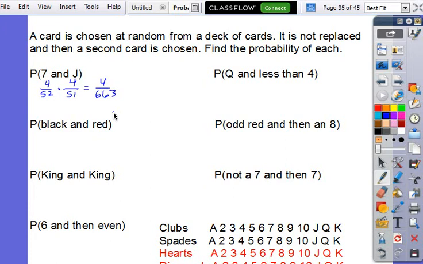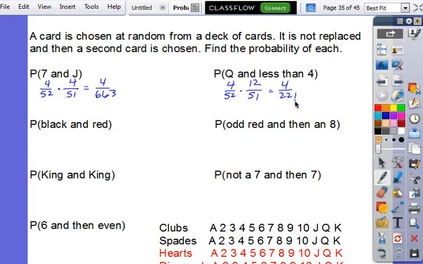All right, queen and then less than 4. So queen is 4 out of 52. How many are less than 4? 12. There's 3 in each group. So that's 12 total, out of 51. Answer? 4 over 221. All right.